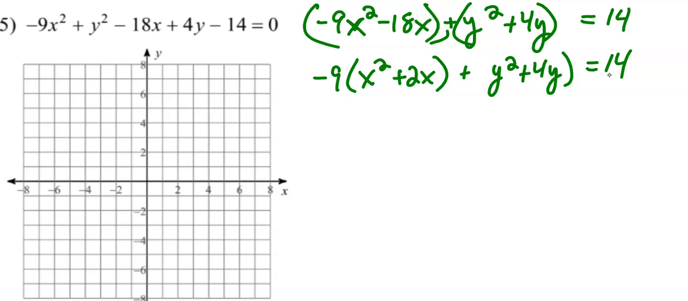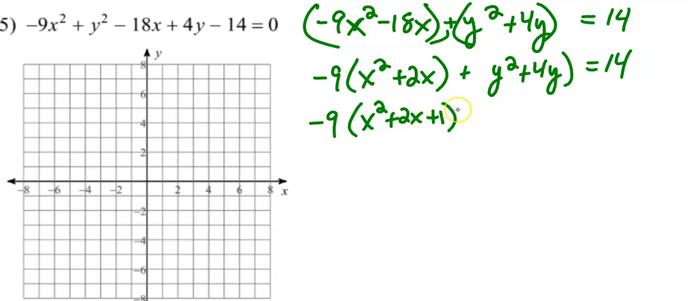Okay? So to complete the square, remember, I'm going to take that middle term right here. I'm going to cut it in half. So 2 cut in half is 1, and I'm going to square it. So 2 cut in half is 1, squared, you get 1. I'm going to complete the square. Well, actually, before we do that, let's go ahead and balance this equation out.